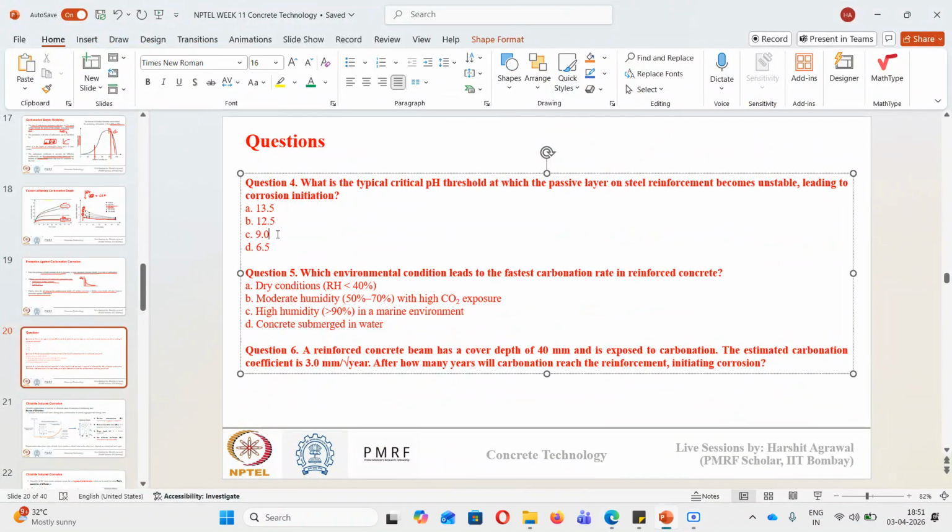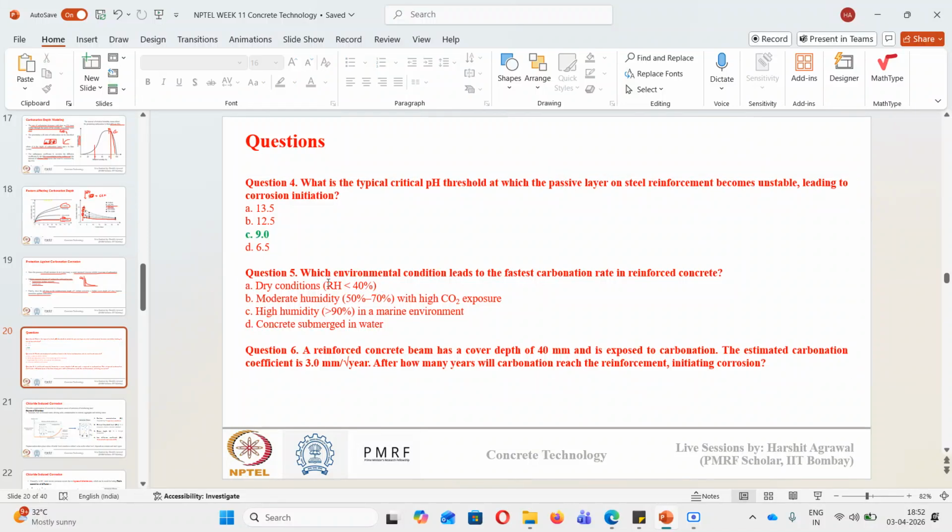No, the correct answer is 9. When carbonation lowers the pH of concrete from around 12.5 to below 9, the passive layer breaks down and corrosion initiates. So the critical pH for breaking of the passive layer is around 9. When it drops from 12.5 to 10, the passive layer will start to become thinner, but at 9 it is critical, it will break. Below 9, the passivation won't be stable anymore.